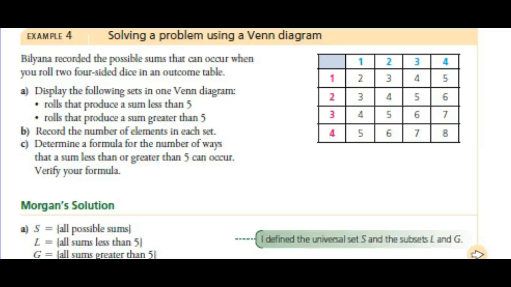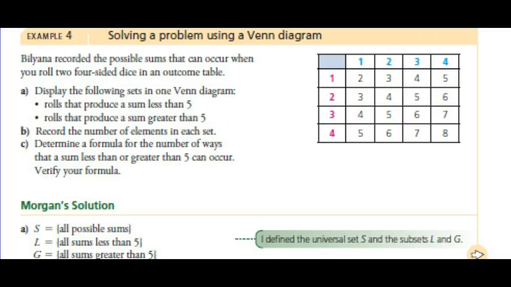If you are rolling 2 normal 6-sided dice, then you go from 2 to what? What's the highest sum you can get on a pair of dice? 12, right? The highest you can get on a die is 6, but on a pair of dice, you get 12, right? These are 4-sided dice, so they only go to 8.